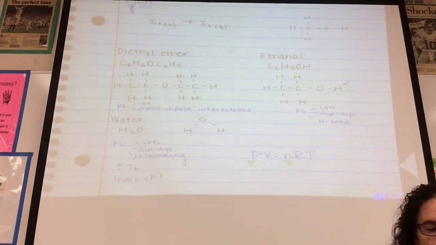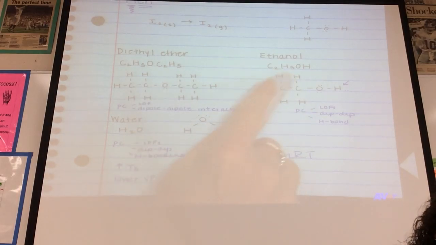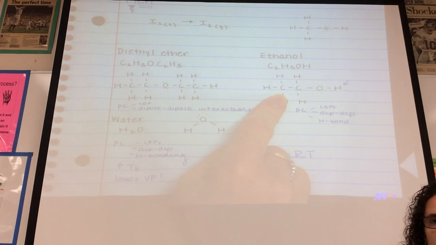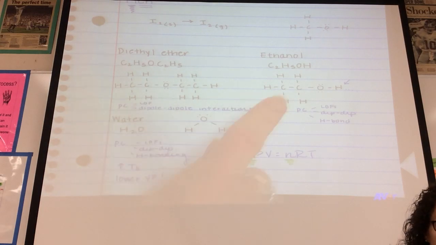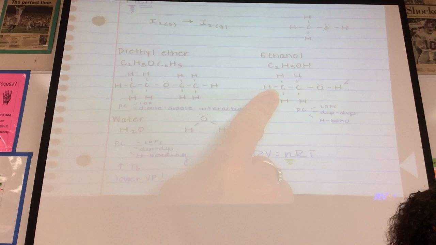Ethanol has, you have to break more LDFs. Yeah. Ethanol has more electrons, it's more polarizable, so it'll have more LDF force, if you will, hence the higher boiling point. So if ethanol has the higher boiling point, which has the greater vapor pressure?